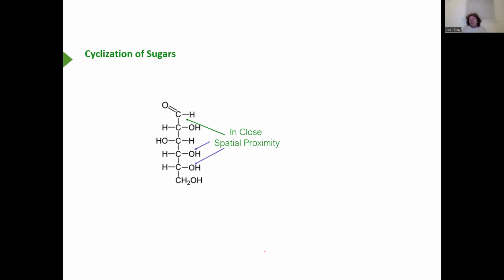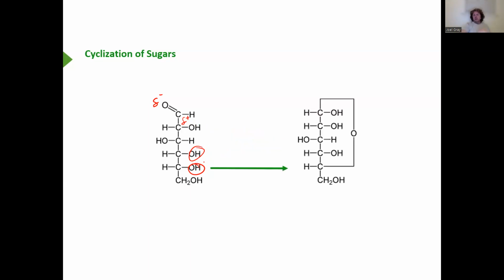That double bonded oxygen is going to have a partial negative charge to it, meaning this is going to be partial positive. Each of these groups down here, partial negatives. So those partial negatives are going to be attracted to that partial positive, and they're in close proximity to one another spatially. So they'll be able to kind of hone in on one another and basically make a cyclic sugar, something like that.